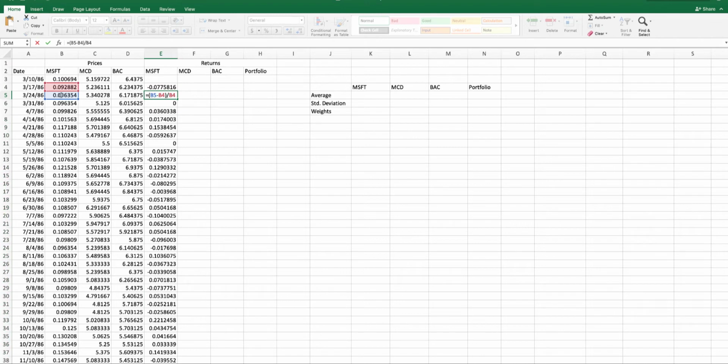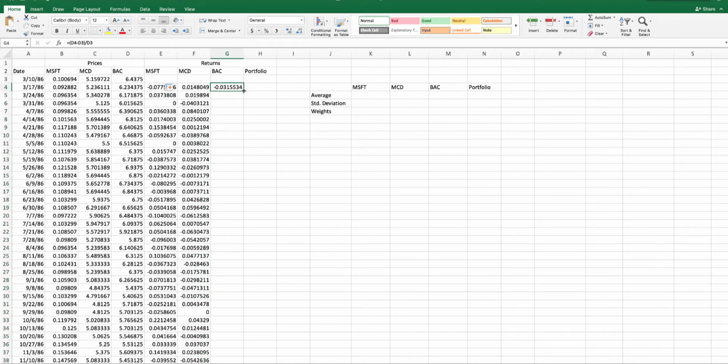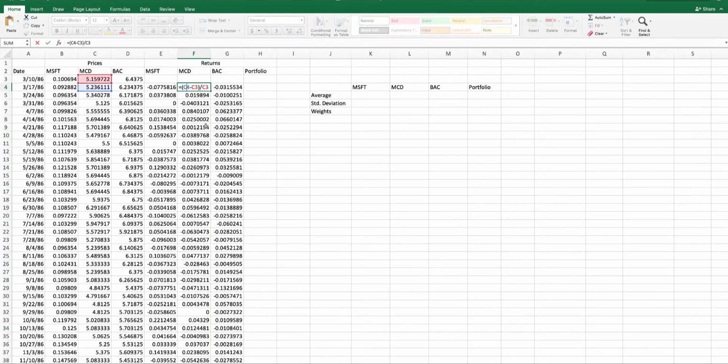This is equal to the price from week 24 minus week 17, divided by week 17. Looks like here the price did not change, so that's why you have a 0. And then we can drag this forward for McDonald's and Bank of America. So there you have the returns for McDonald's, and then the returns for Bank of America.